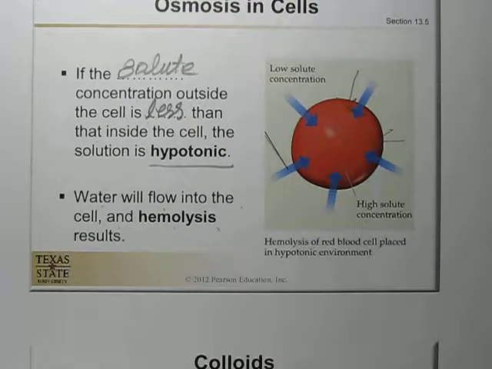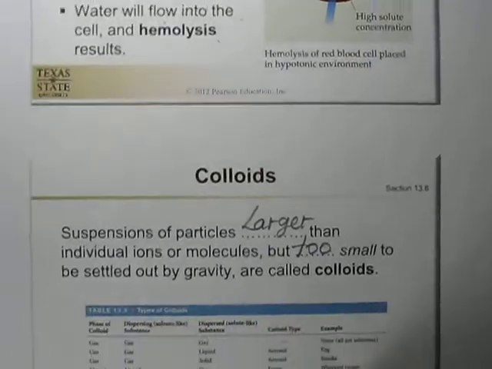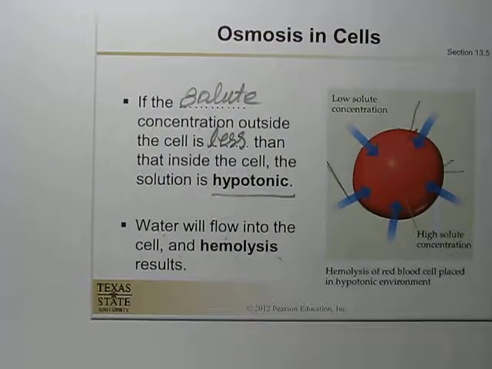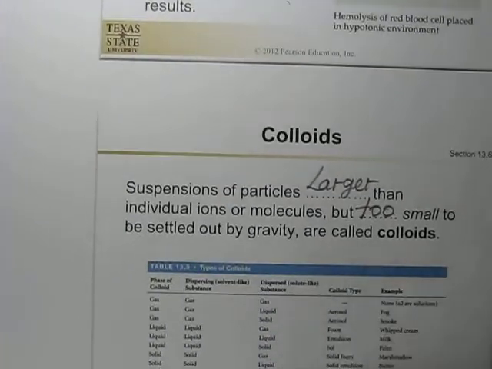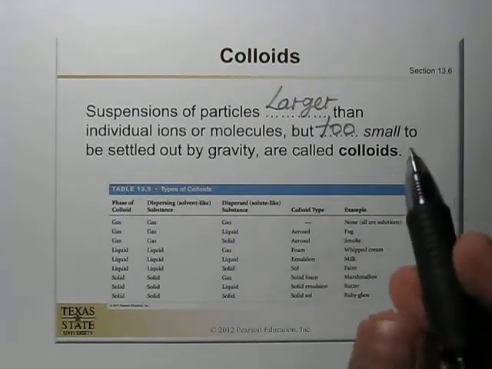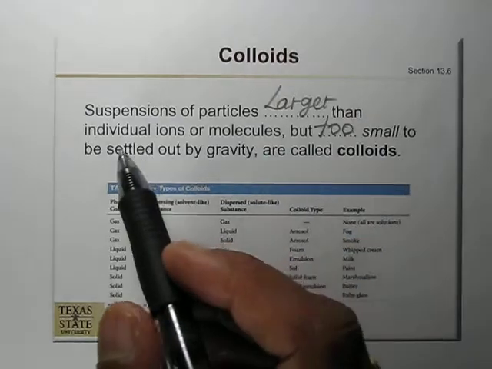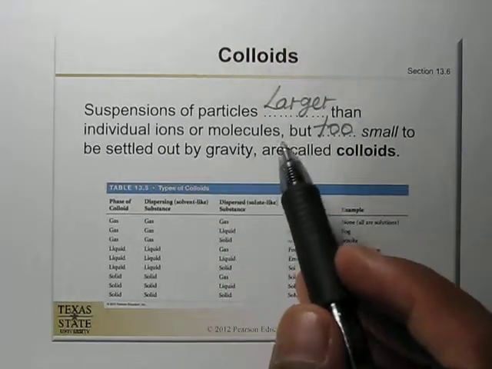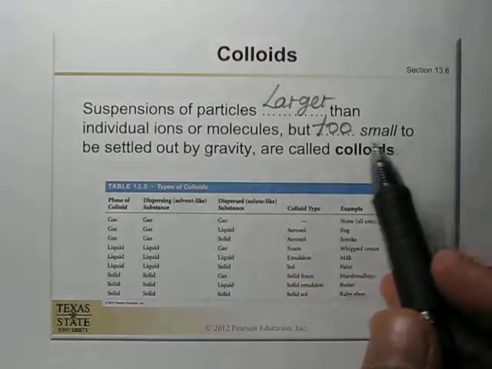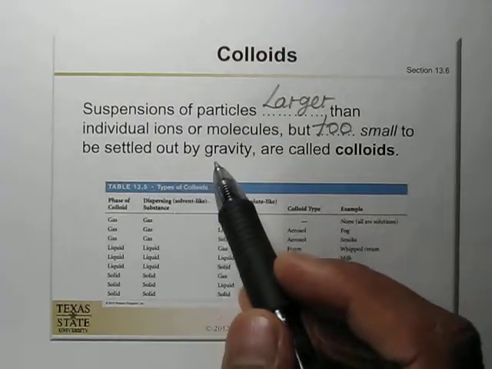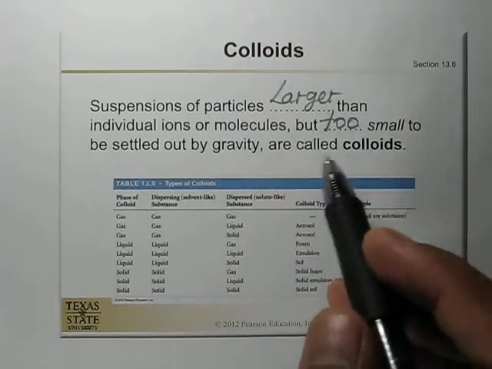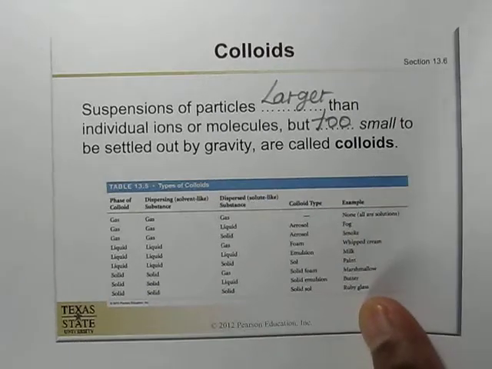So these were the points about osmosis and colligative properties. Let's review a few more slides. Colloids: what are colloids? Suspensions of particles larger than individual ions or molecules, but too small to be settled out by gravity, are called colloids.